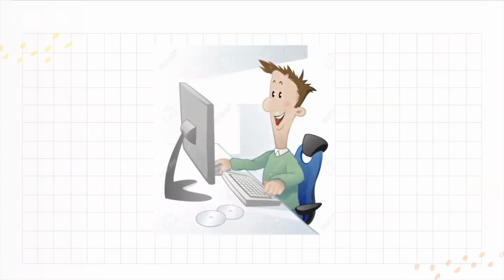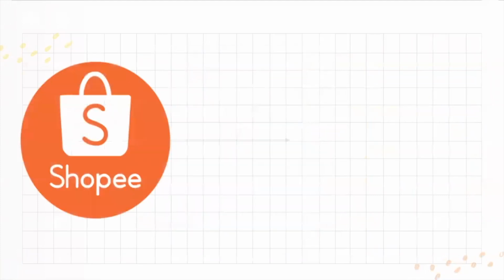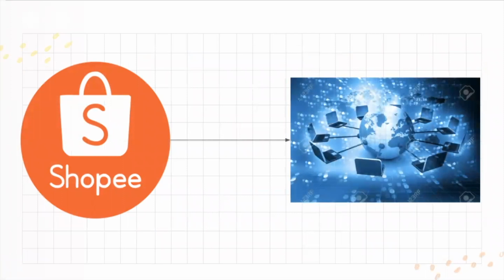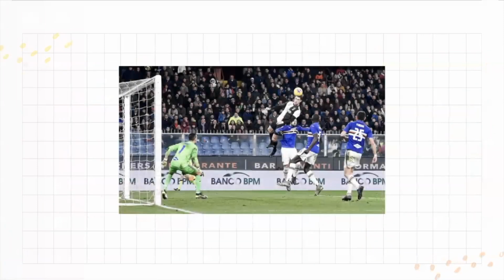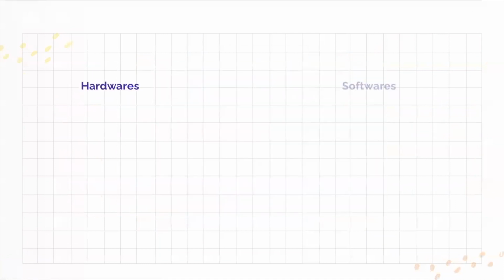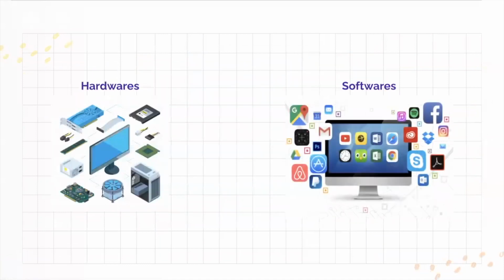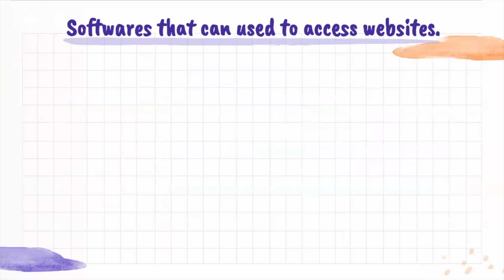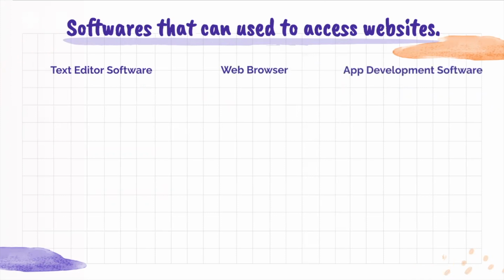Today, I would like to talk about how an application like Shopee accesses the website. In order to achieve that goal, we will need two important things, which are basic hardware and basic software. There are three basic software for Shopee used to access the website. It is text editor software, web browser, and app development software.